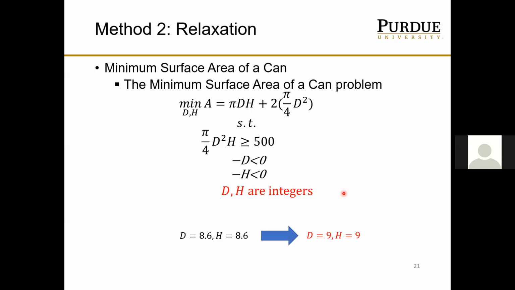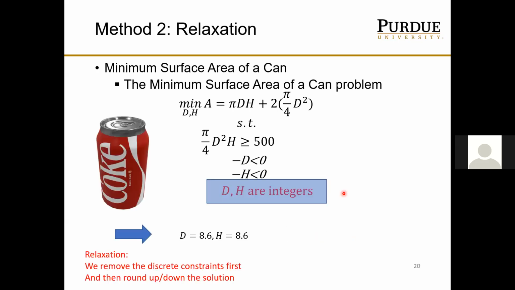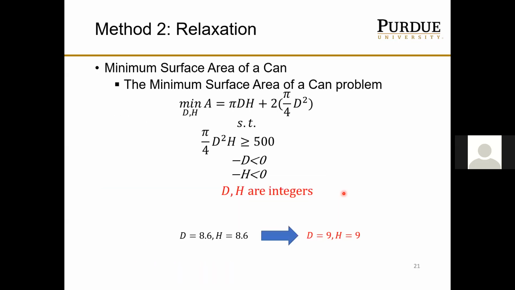So the idea is that we have trouble with discrete variables. How about we just assume they are continuous, right? We regard them as continuous variables and then solve this problem as a continuous problem, continuous optimization. And after we figure out one solution, we can actually round up, right? So that's the idea of this kind of method, correct?